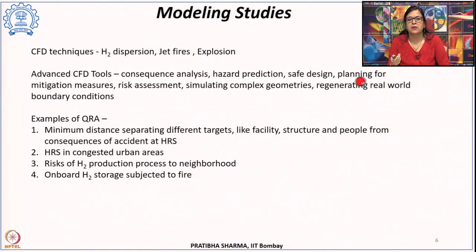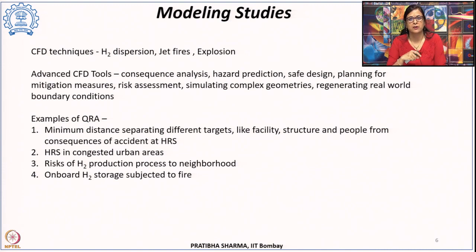It helps in planning to take the mitigation measures, to understand what the associated risks could be, and to do the risk assessment. Even with these advanced CFD tools, it is possible to simulate complex geometries which are very difficult to analyze as such. And with these tools, we can regenerate the real world boundary conditions.